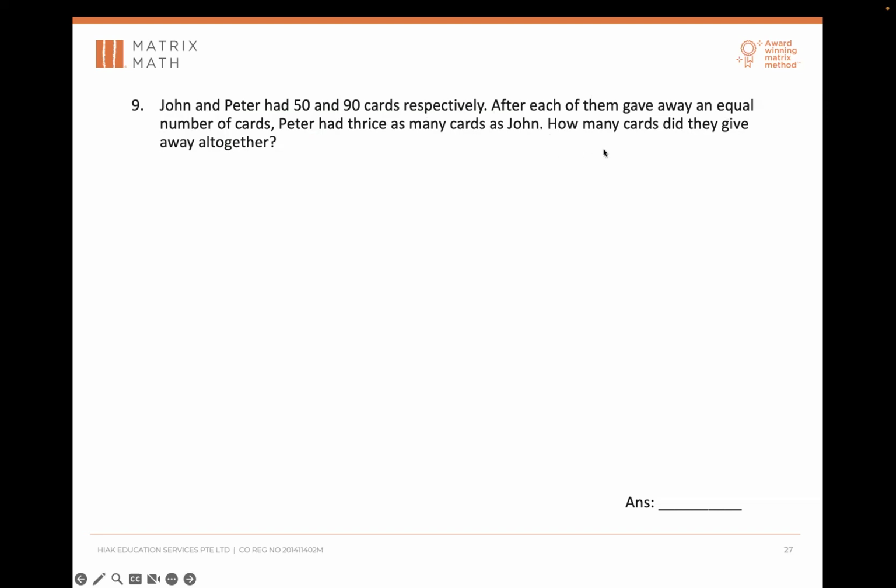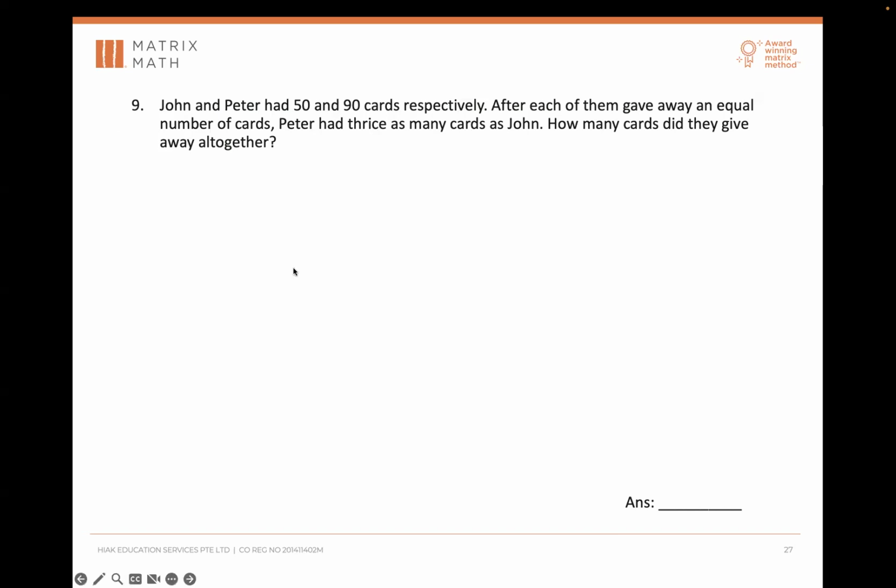So when you read this question, you'll notice this keyword here. They gave away an equal number of cards. When 2 persons gave away an equal number of cards, or sometimes they receive an equal number of items, or when equal number of items are given away or received, the concept here is the difference doesn't change before and after. So the difference between the 2 persons before is the same as the difference between the 2 persons in the end.